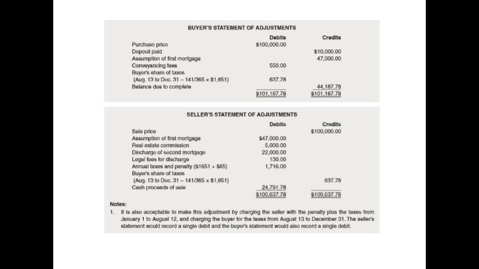Now here we go with the annual taxes and penalty. So annual taxes is $1,651 plus penalty of $65. So the buyer's share of the taxes will be August the 13th to December 31st. We already said that. And so this will appear as a credit to the seller because the seller's already paid it. So that's in the happy face column, $637.78. This is what the buyer has to pay the seller. And then finally, the cash proceeds of the sale, the credits minus the debits, is $27,791.48.